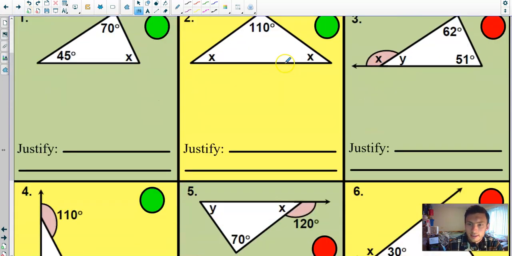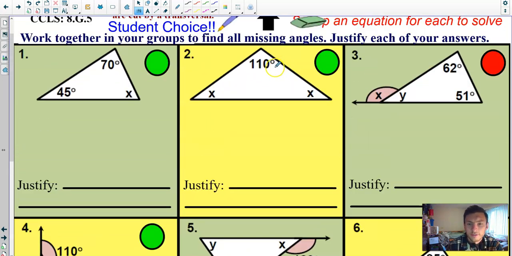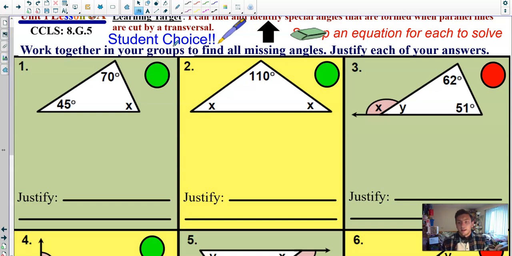Alright, so here are 6 triangles, and you need to find all of the missing angles. In the first one you need to find x, in the second one there's 2 x's you need to find, in the third one there's an x and a y, and so forth. So you should pause it and try this on your own, and when you unpause it I'm going to go through them, so you should just watch, make sure you got it right, make sure you understand.